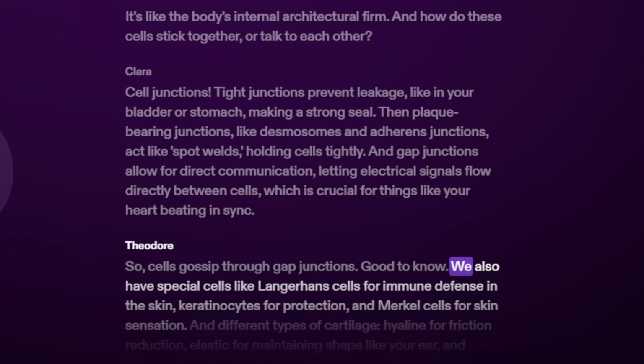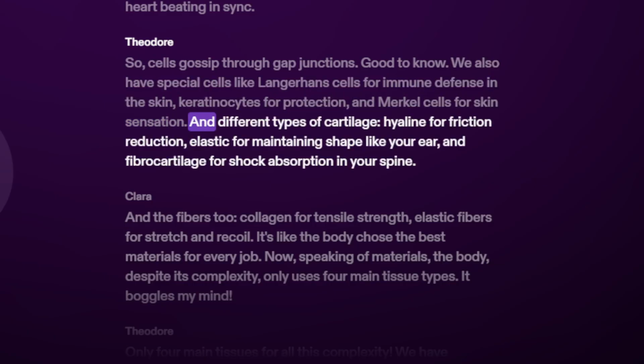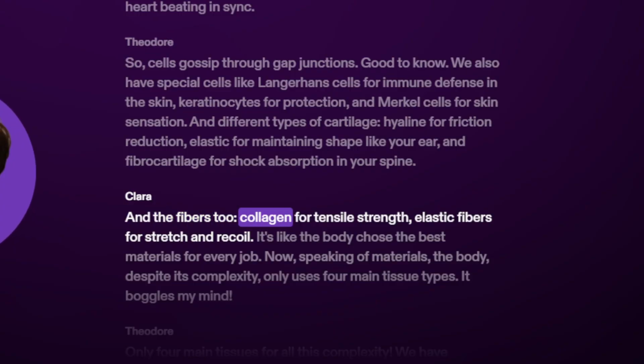Good to know. We also have special cells like Langerhans cells for immune defense in the skin, keratinocytes for protection, and Merkel cells for skin sensation. And different types of cartilage: hyaline for friction reduction, elastic for maintaining shape like your ear, and fibrocartilage for shock absorption in your spine. And the fibers, too. Collagen for tensile strength, elastic fibers for stretch and recoil. It's like the body chose the best materials for every job.